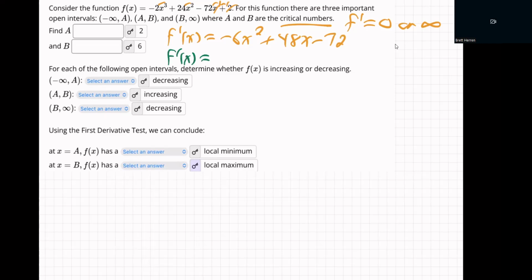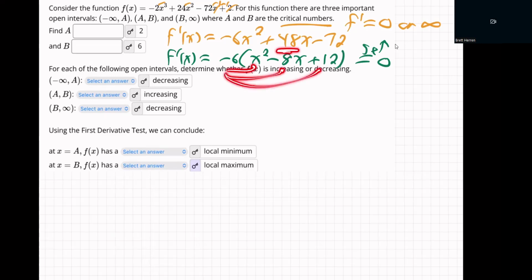So what we can do is factor out a minus 6. This will be plus 12 and set it equal to 0. You double check that's right because that'd be minus 6x squared. Minus times minus is 6 times 8 plus 48, and minus times plus is minus 72. Just use your calculator if you're not sure about some of those numbers, and then keep factoring.